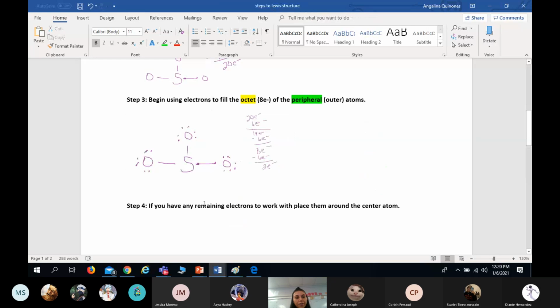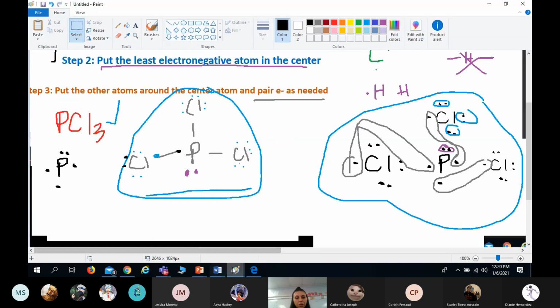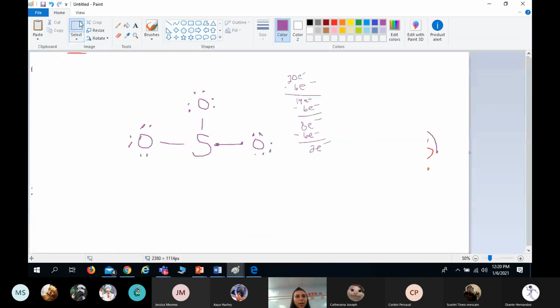So now we're going to do step 4. If you have any remaining electrons, just like Michael said, you're going to put them on the center atom, and in our case, it's sulfur. So sulfur is going to get those last 2 electrons. We had 2 electrons left over from the previous step. We're going to use those 2 electrons on sulfur. So now we used our last 2 electrons. We now have 0 electrons. That was step 4. Easy.